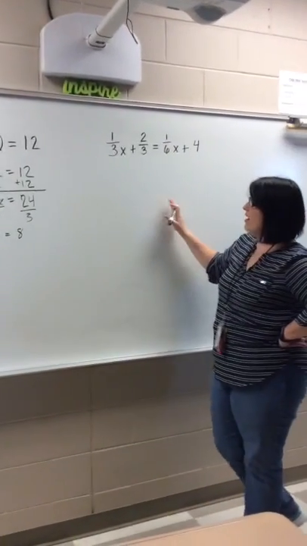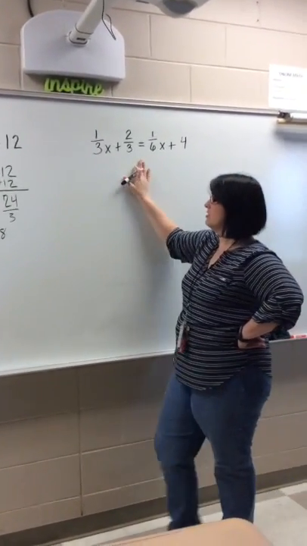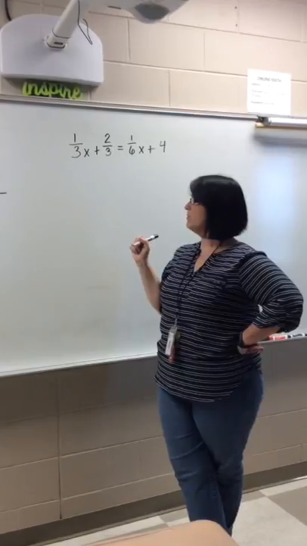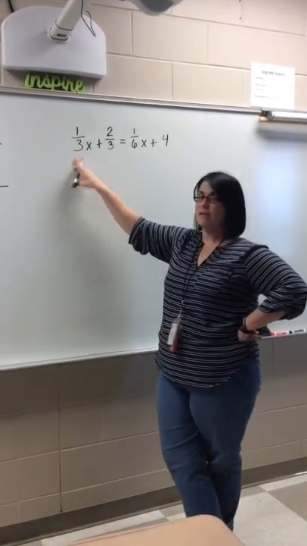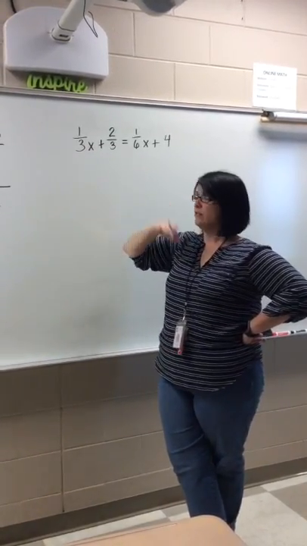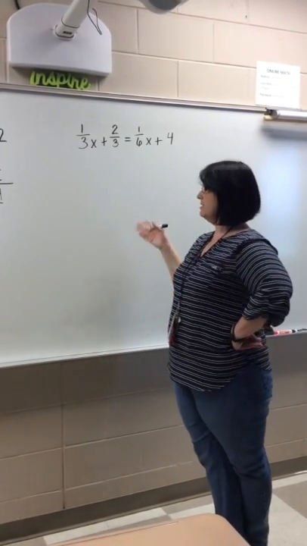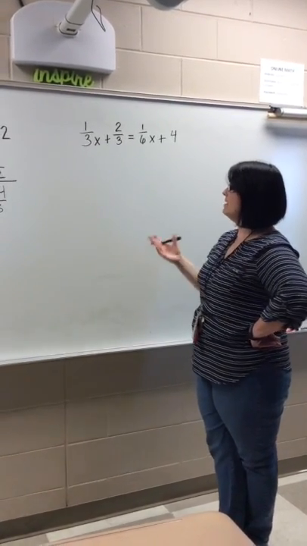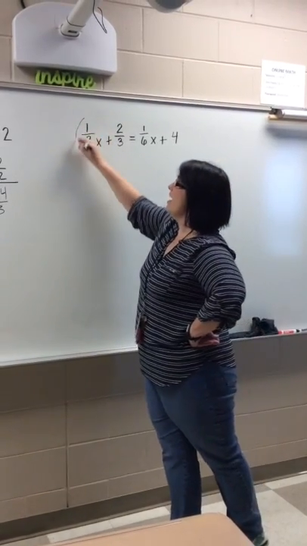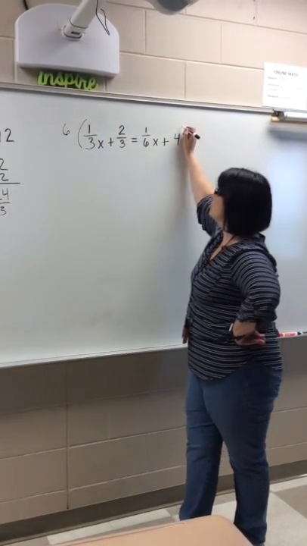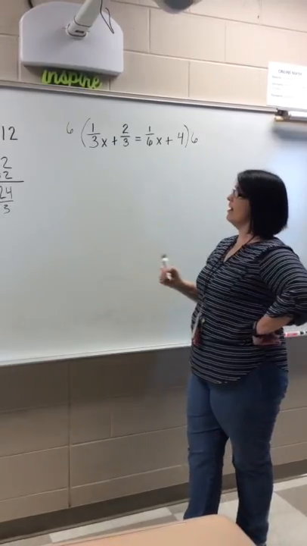Lastly, we have fractions, and in order to get rid of fractions, we have to do the least common multiple. The least common multiple of 3 is 3, 6, 9, 12, and so on. 6 is 6, 12, 18, and the lowest one they have in common is 6. So with that, I have to multiply the whole equation by 6 to get rid of the fraction.